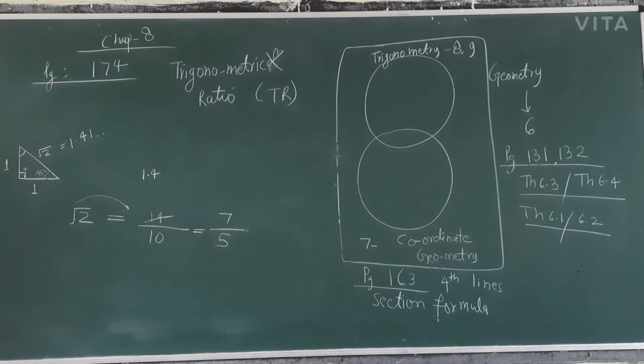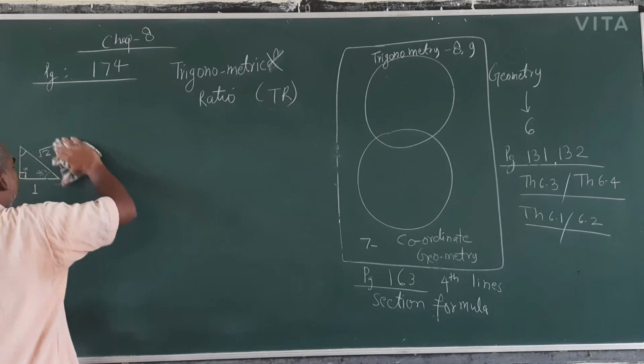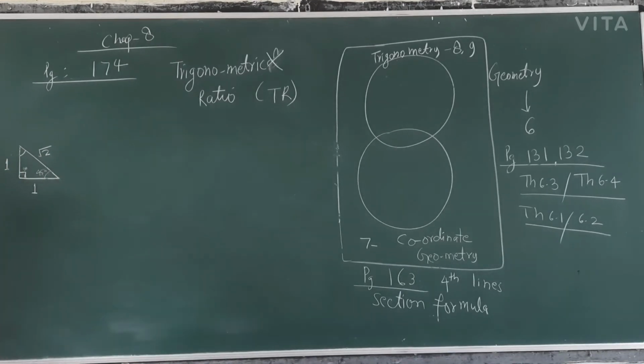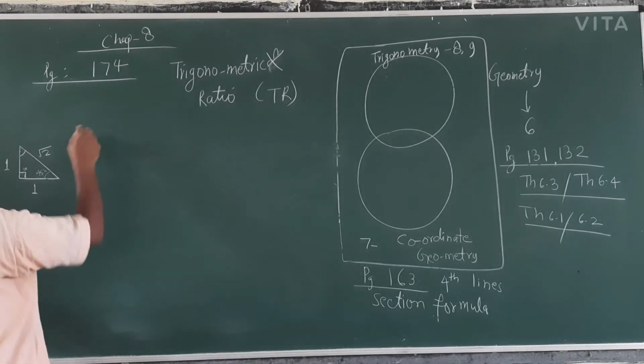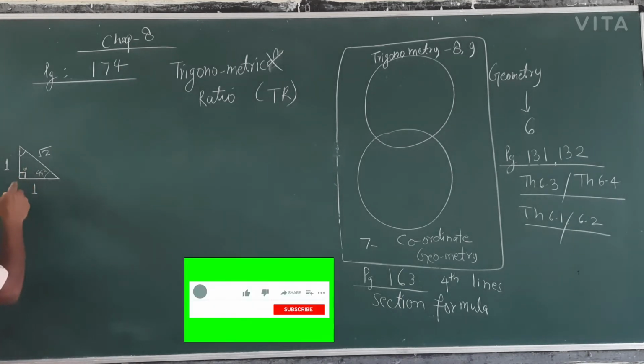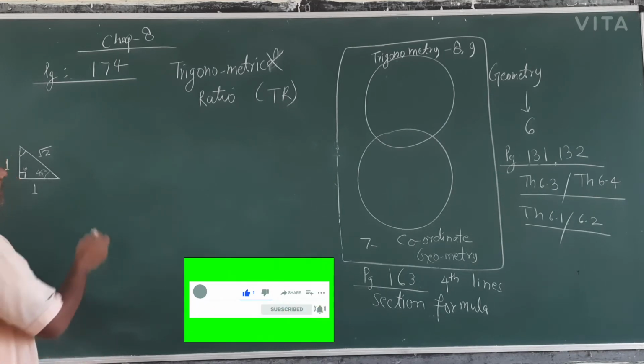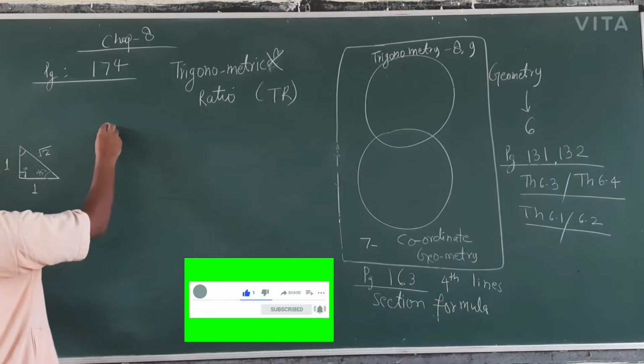So what I was telling you is very fundamental. If you have a triangle similar to it, similar means all the angles will be equal but of a different size, suppose I take 2, 2, 2.